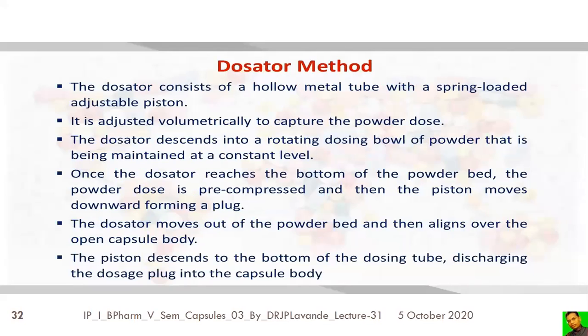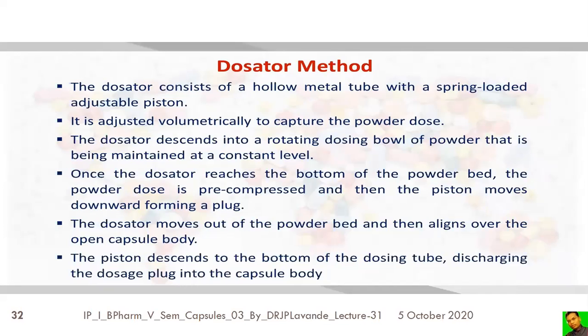Dosator meter. Dosator is nothing but a device in which the required amount of dose is going to be loaded, and then it is going to be injected, or placed, inside the capsule body. So it is operated by a hollow metal tube which will contain a plunger, which will contain a piston, and that piston is responsible for holding and releasing the material. The dosator consists of a hollow metal tube with a spring-loaded adjustable piston. It is adjusted volumetrically to capture the powder dose.